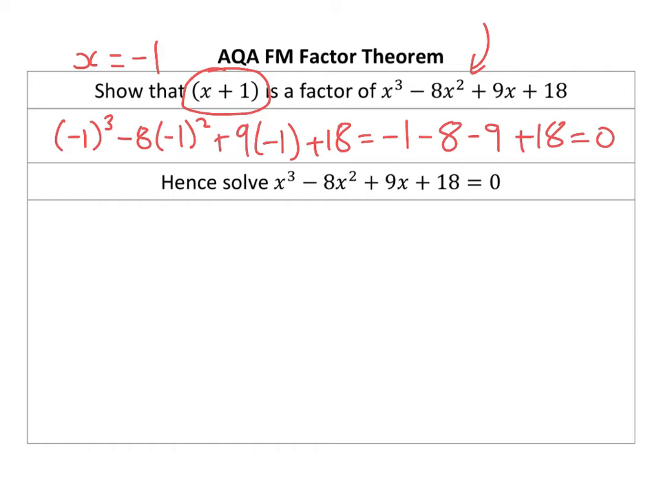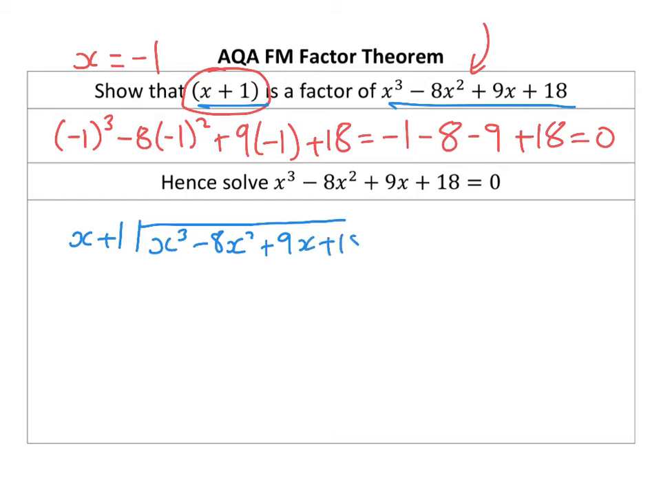Okay, now then, next part. It says hence solve, so I'm going to have to divide this by this, and I'm going to do that using long division, as it were. So here we go. I know we all love long division. x cubed minus 8x squared plus 9x plus 18. Now, the columns are really important here, so make sure you have everything in a column. I'm going to try and change colours to show you what's going on.